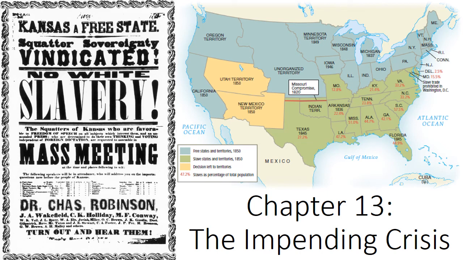This video covers Chapter 13, the period leading up to the Civil War. You will see a rapid growth of tension between the North and the South, centered on the expansion of slavery. The abolition movement in the North will gain steam, and you will see attempts at compromise that will ultimately fail to prevent the impending crisis.